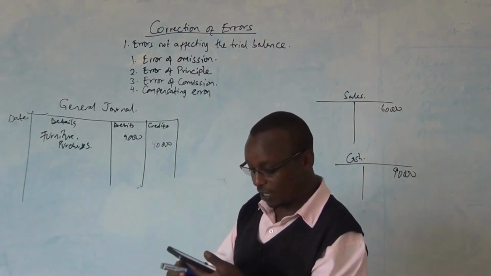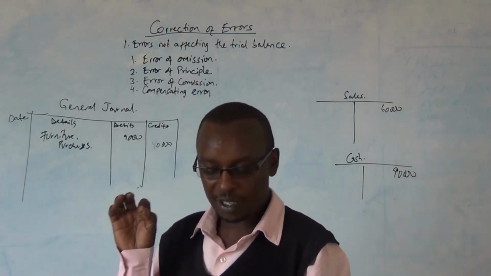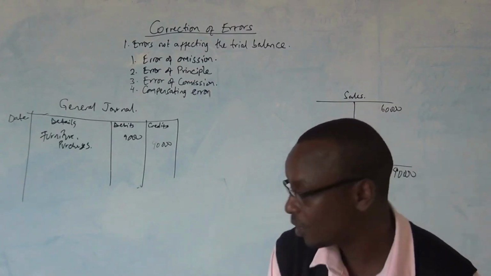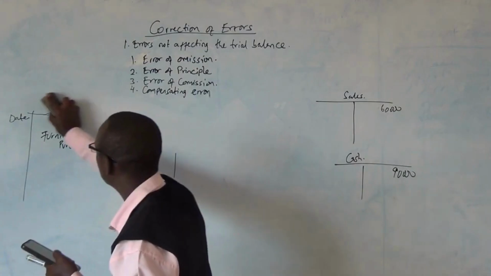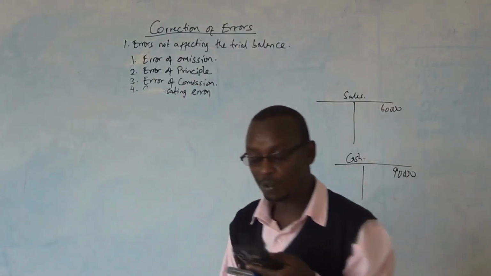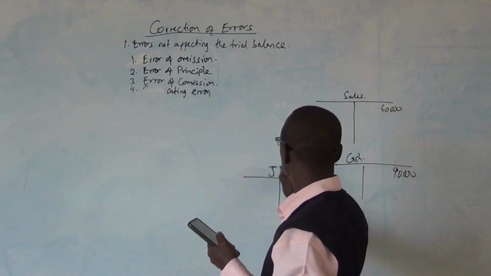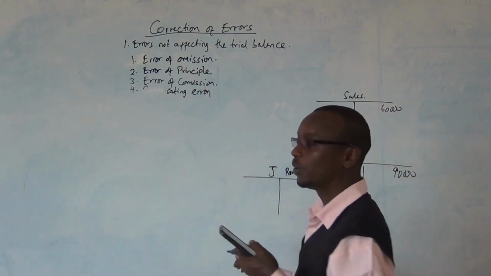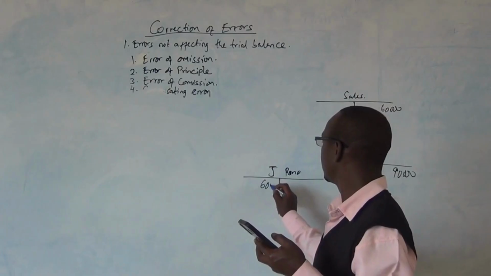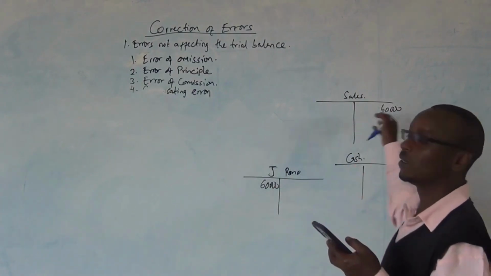Compensating. So these are the errors that cancel each other. Like an error that overstates both the credits and the debits, or the error that understates both the debits or the credits. Sasa, it happens like this. When J. Rono bought the goods, he bought goods worth 50,000. Okay? But wewe ulikuja ukaandika 60,000. Okay? Ukaandika hapa na ukaandika hapa.